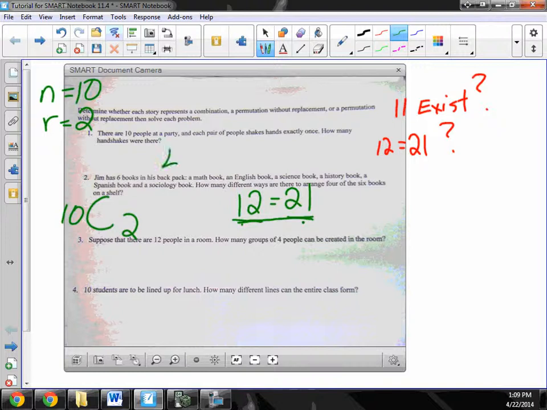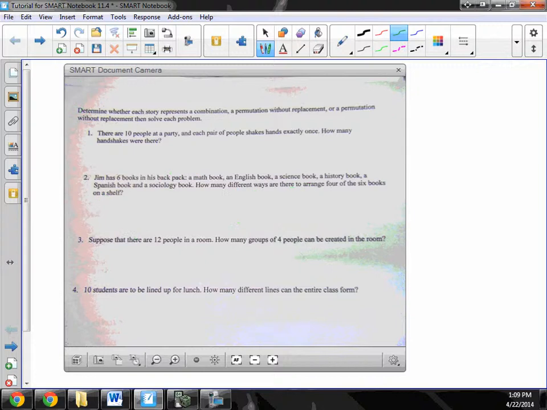All right, let's see if I can confuse you again. Number 2. Jim has 6 books in his backpack: math, English, science, history, Spanish, sociology. How many different ways are there to arrange 4 of the 6 books on the shelves? So n is 6, r is 4.